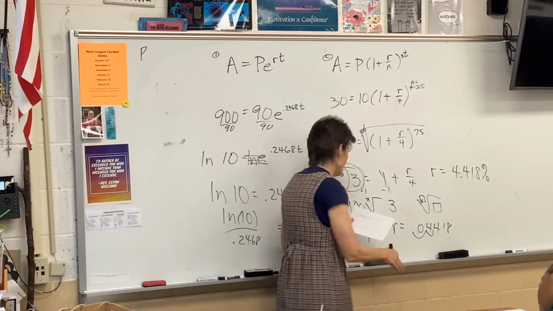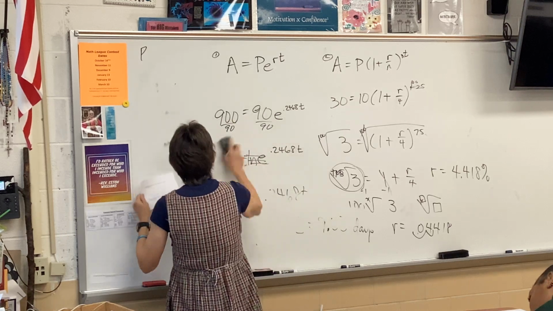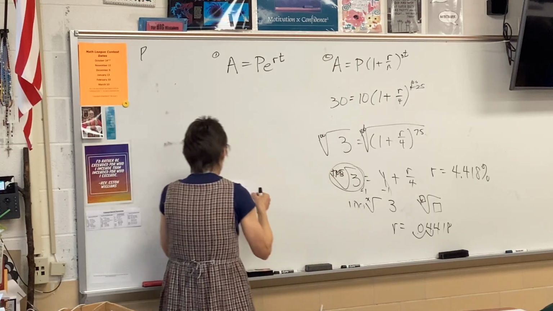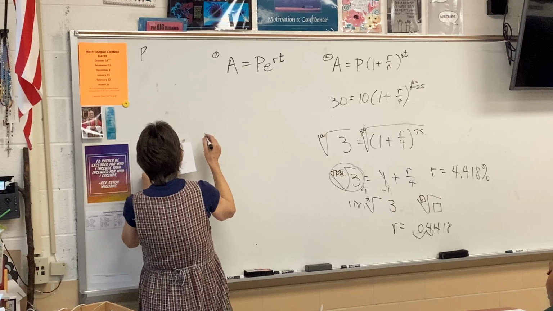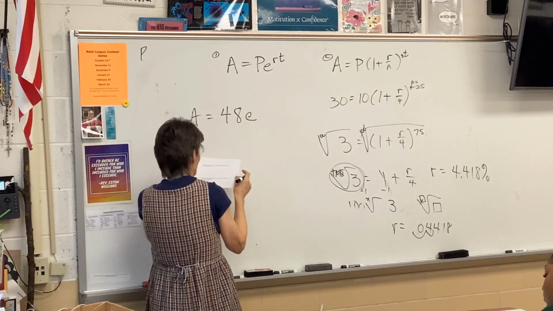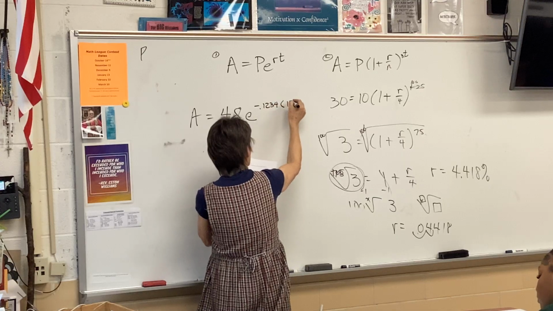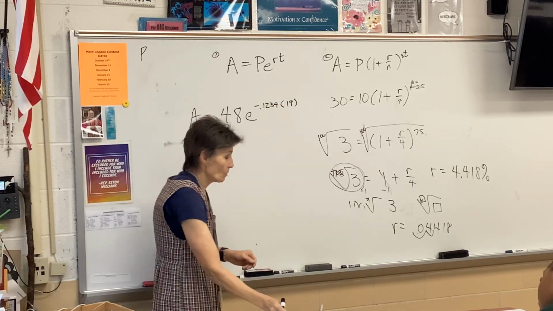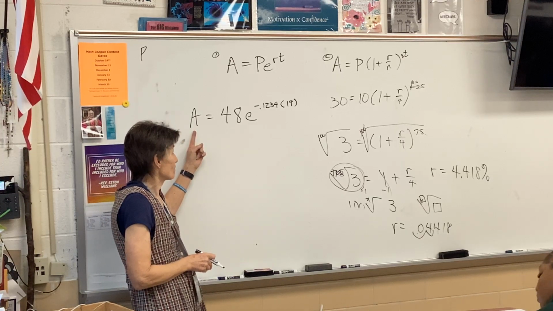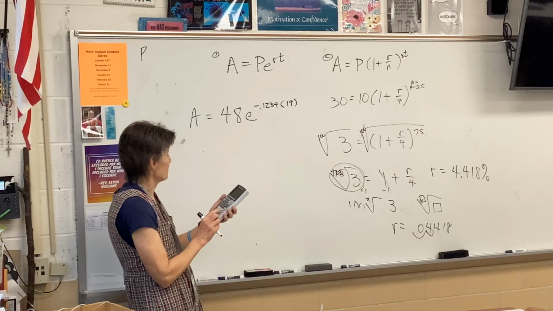All right, last one, number 4. Which formula do I want for problem number 4? First one. How many grams of a 48-gram sample? So I'm starting with 48. The K constant is negative 0.1234, and I'm going to wait 19 years. So I'm just solving for how much is left, right? Type it in. There's nothing to do here except just type it in.